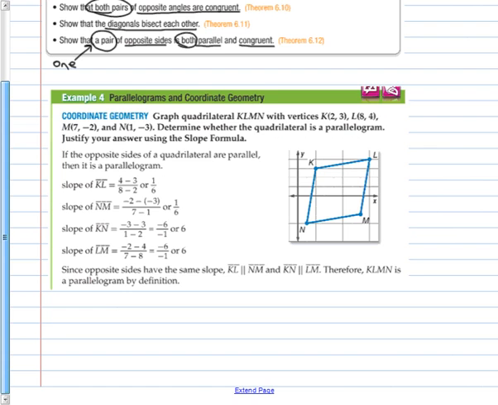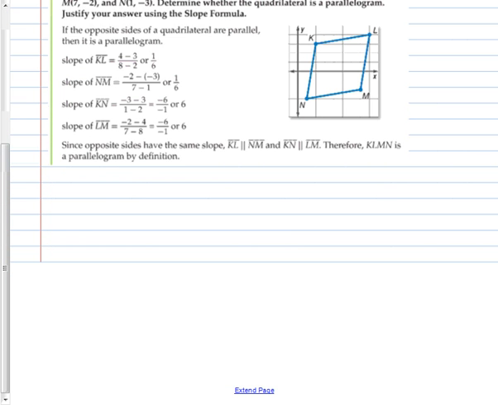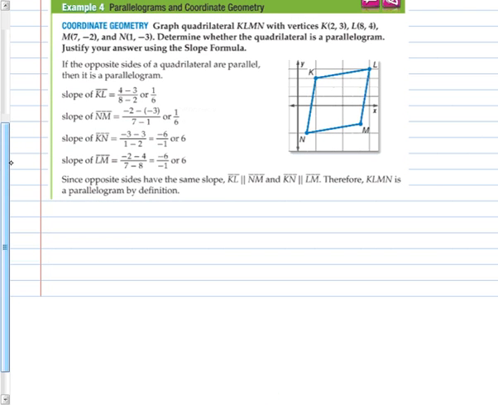Now we're going to do a little coordinate geometry, and I've left this one here so you can see it. Graph quadrilateral KLMN, and they give us the vertices. So here's the graph of all these vertices in this quadrilateral. Determine whether the quadrilateral is a parallelogram and justify your answer using the slope formula. What do slopes tell us about a figure or about lines? They tell us whether they are parallel or not. How do I know if two lines are parallel with their slopes? They're equal, if their slopes are equal.